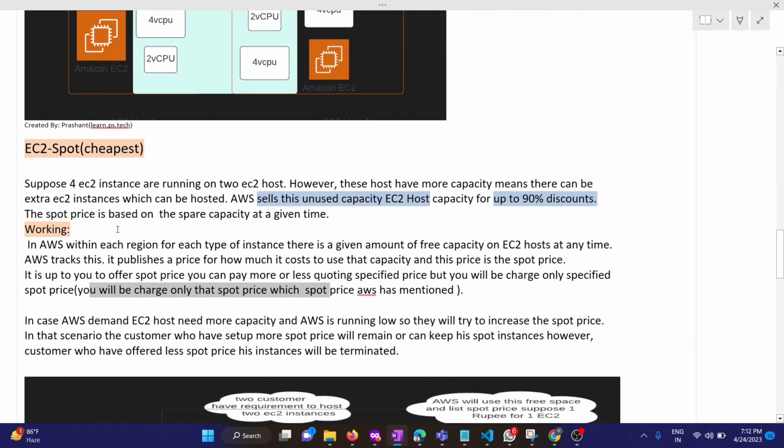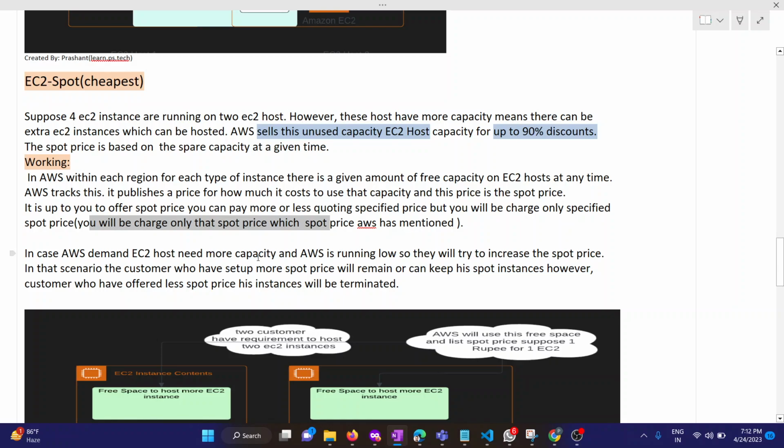You can just see the definition here. If AWS is running low on capacity, it will try to increase the spot price. In that scenario, a customer who has set a higher spot price will remain and can keep his spot instances. However, a customer who has offered a lower spot price will have his instance terminated.